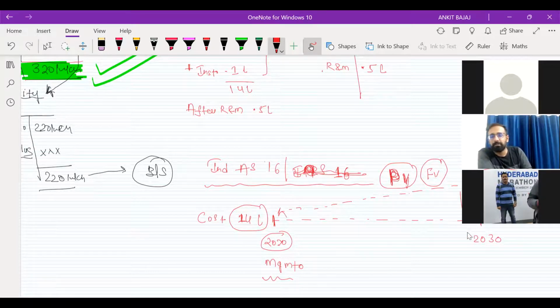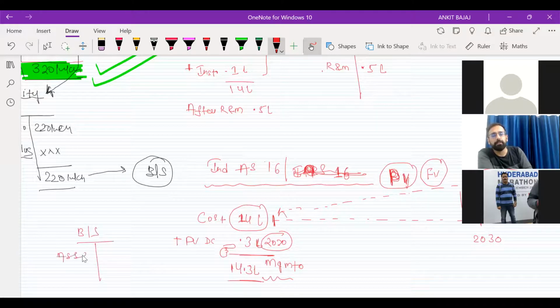So let's suppose the present value of 2 lakh in year 2020 is, let's suppose, 0.3 lakh or 30,000, right? So here you calculate the present value of the decommissioning charge, and this particular amount will form part of the cost of machinery. This amount will form part of the cost of machinery here. And now in the balance sheet, we have to record the asset value, that is 14.3 lakh, which we will be recording in the balance sheet now, right?